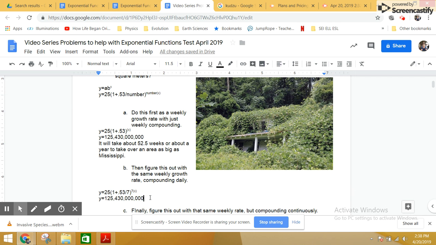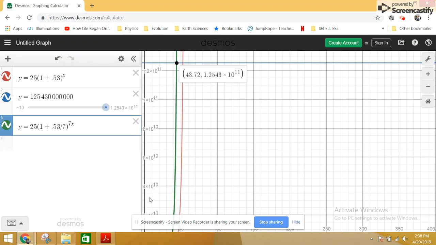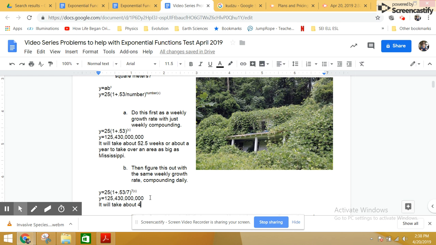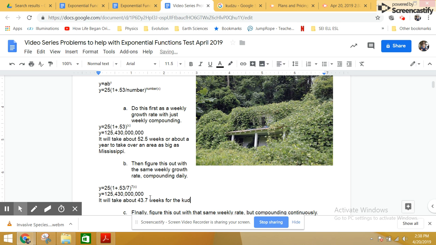So here's our answer. Okay, it will take about, double check that, 43.72, around 43.7 weeks for the kudzu to take over an area as big as Mississippi if the compounding is daily. And the rate is, of course, weekly.